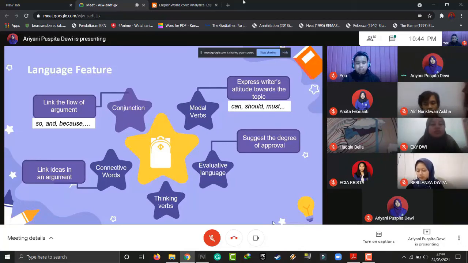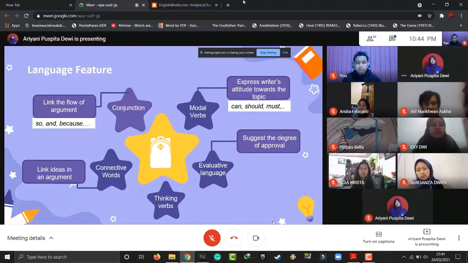For example, if the writer is talking about Apple, okay, no, not Apple the phone, but apple the fruit, they may use something like this in the sentence. We should eat apple every morning because it's healthy. Okay, that's the example. The third part of language features is evaluative language.